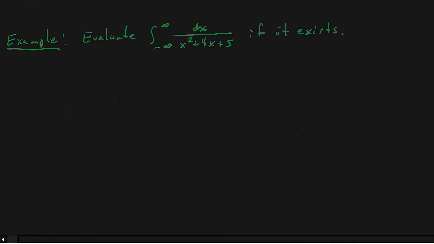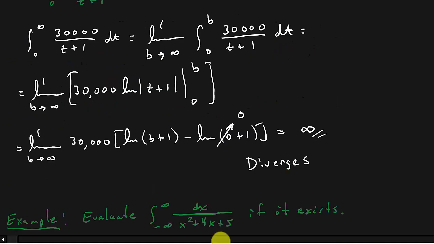All right, so let's take a look at this problem. It says evaluate the integral of dx over x squared plus 4x plus 5 from negative infinity to infinity, if it exists. So for this one, we've got negative infinity to infinity of dx over x squared plus 4x plus 5. And since the lower limit is negative infinity, we're going to have to split it.